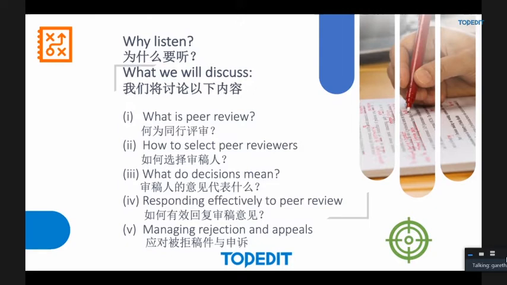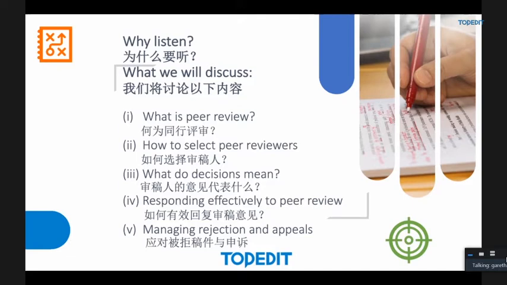And then finally, we're going to talk about how you can appeal peer review decisions, which is, again, something that not a lot of people know about. Most authors don't do this. Most authors don't know that this is something they can do. How you can manage rejection and actively appeal the decisions that journals may make about your papers.